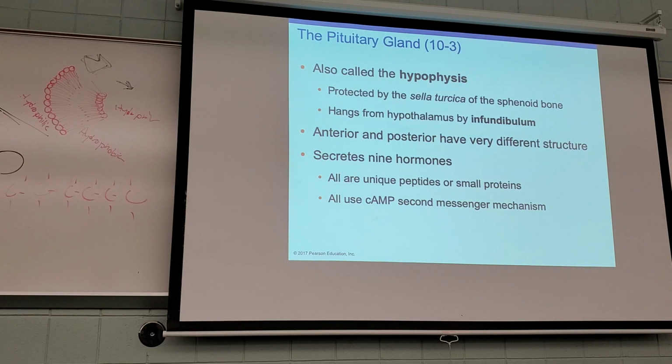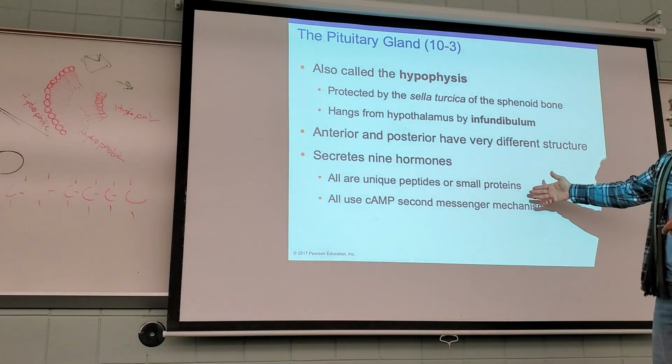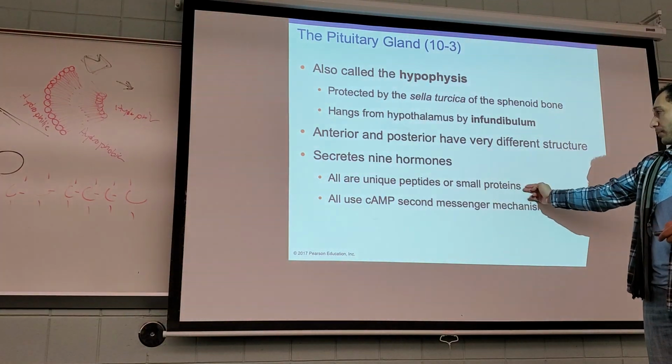Pituitary, also called the hypophysis, protected by the sella turcica of the sphenoid bone, hangs from the hypothalamus. The infundibulum is the skinny stalk part. Anterior and posterior have very different structures. It secretes nine hormones, all unique peptides or small proteins.